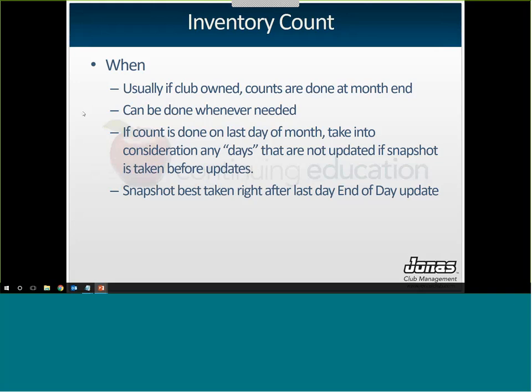So if the count is done on the last day of the month, you'll need to take into consideration any days that are not updated. What that means is in the point of sale, you do have to run that end of day update every day, which adjusts your inventory quantities on hand for you. Want to make sure that those are done before the snapshot is taken. Otherwise, the snapshot will not account for those days of sales, and your counts will right off the bat be off.